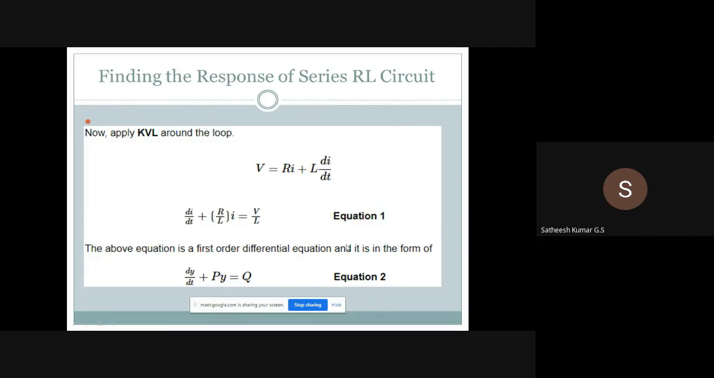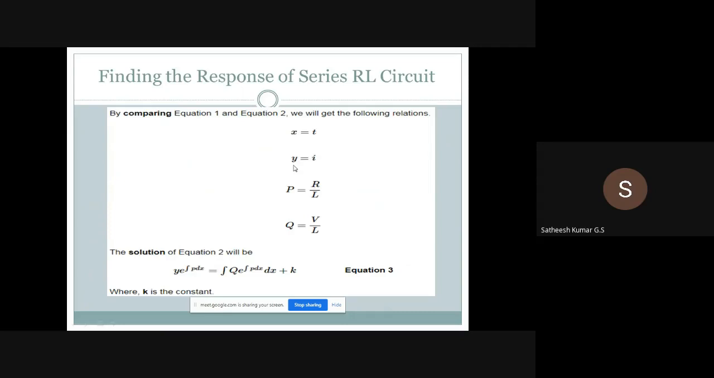The above equation is in the form of a first order differential equation, dy by dx plus P y equal to Q. Now we are comparing: Q equal to V by L, y equal to I, P equal to R by L. So x equal to t, y equal to I, P equal to R by L, and Q equal to V by L. Now we are integrating.